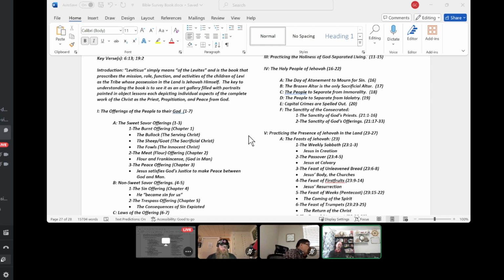What's interesting about it is that it's flour mixed with frankincense. Flour then represents humanity coming out of the earth, and frankincense is used in the temple in the altar of incense to represent the presence of God. So flour and frankincense represents God in man in the person of Jesus. So it's a sacrifice that recognizes that Jesus is God manifest in the flesh. The peace offering represents Jesus satisfying God's justice to make peace between God and man.